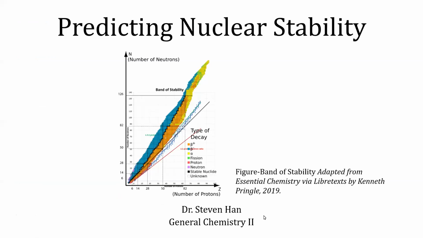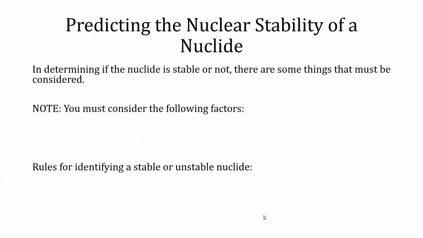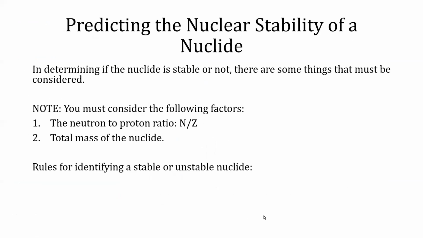This lesson is on predicting nuclear stability. In determining if the nuclide is stable or not, there are some things that must be considered: the neutron to proton ratio, N to Z, and the total mass of the nuclide. The rules for identifying a stable or unstable nuclide.